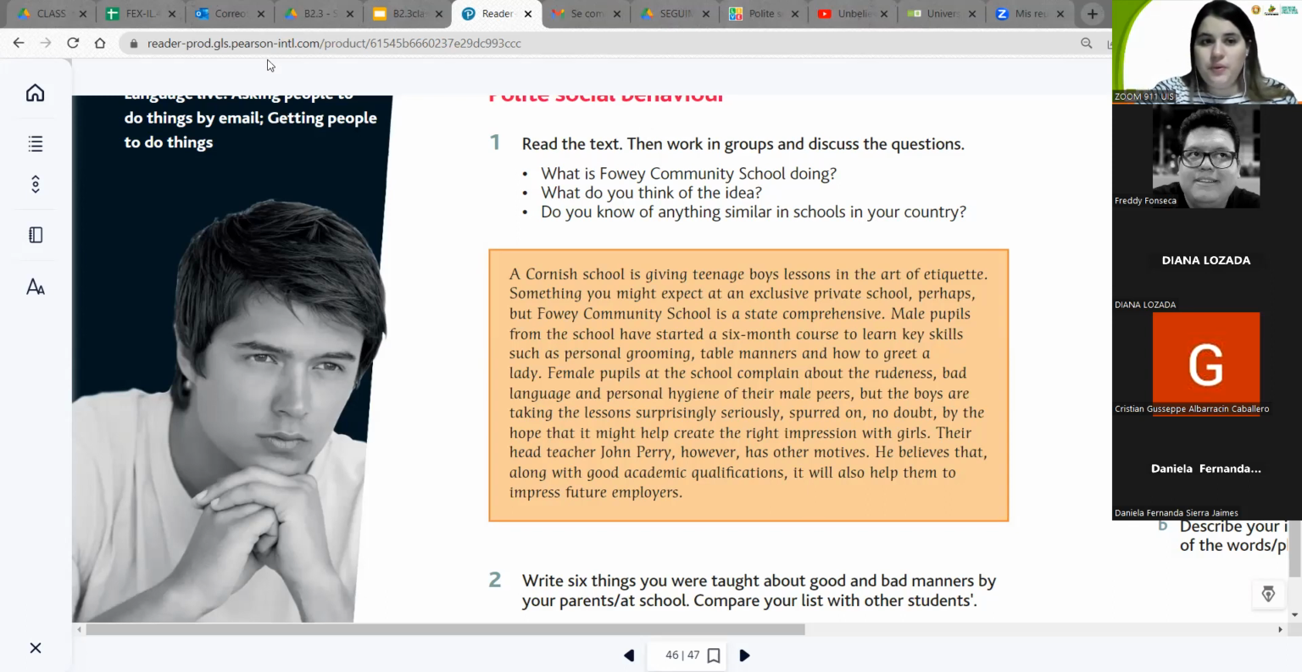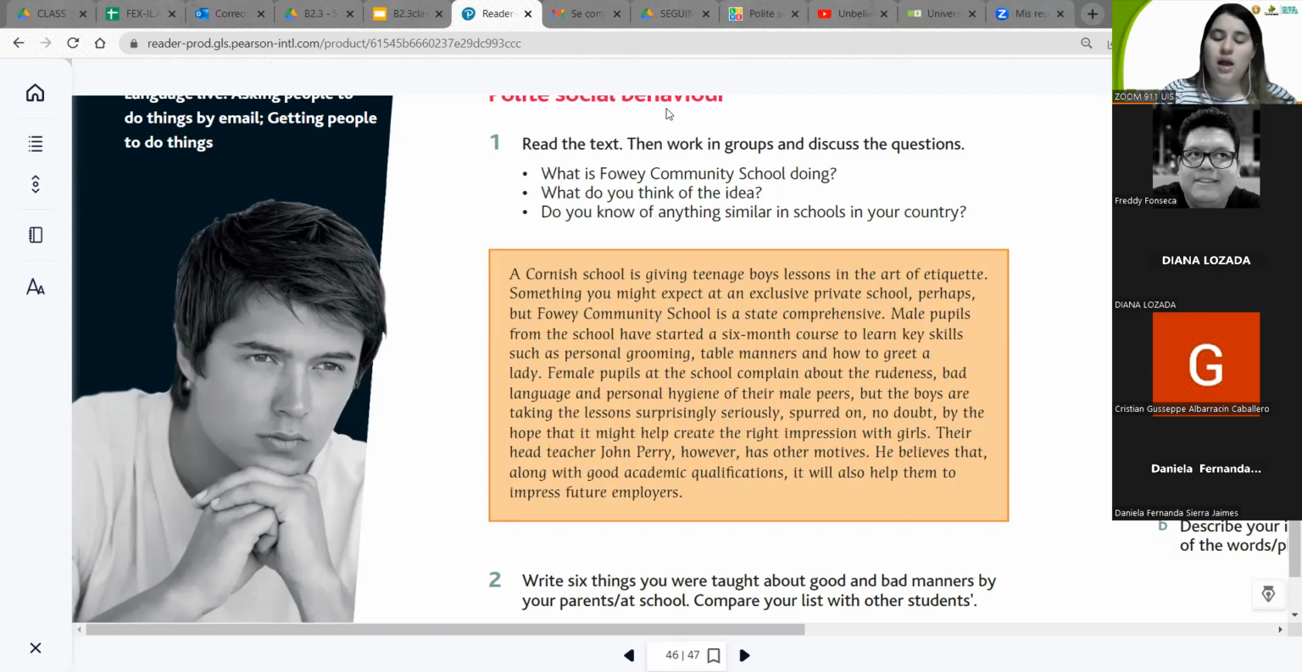Ready? Yes, teacher. Okay. So what is the Forward Community School doing? What is their attempt? What are they trying to do? Like motivating the students to take an etiquette course. Yes, but about the manners, how to be. Not for every student, only for the boys. It is exclusive for the boys.